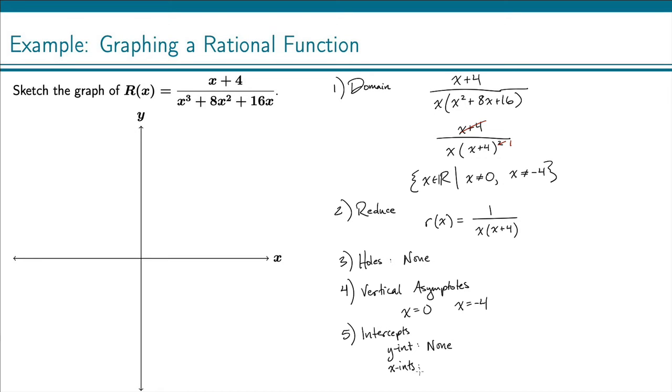For x-intercepts, we find the zeros of the original numerator, okay? But they have to be in the domain. So you can actually work off of the reduced form as well. The zeros of the numerator are none because there's no x's up here. The numerator is never 0. So there are no x-intercepts either.